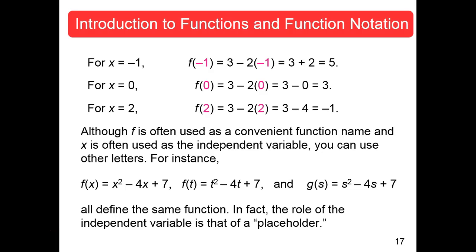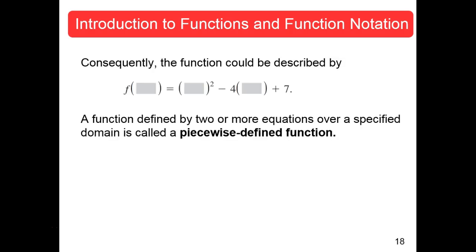So that g of s is the same as f of t is the same as f of x, because the function is doing the same thing. Whatever variable you put in, as long as the operations are the same, they're the same functions. They all define the same function. In fact, the role of the independent variable is that of a placeholder. And I remember one text I taught from said, you could put a stickman in there. F of stickman is stickman squared minus 4 stickman plus 7. That works too, okay? Anything you want to put in there, you can. It represents the same function, as long as the operations are the same, okay?